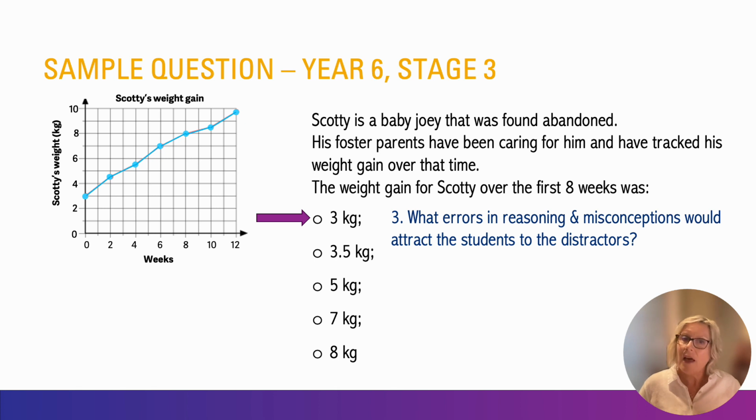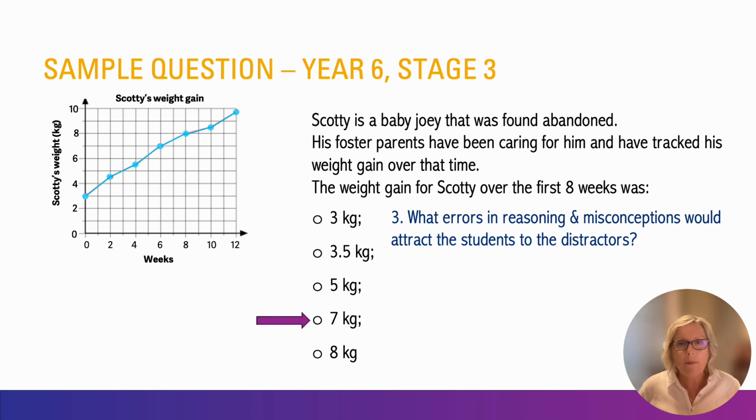3 kilos, a reading or comprehension error. Students may have selected the Joey's weight at birth. 3.5 kilograms, a transforming error. Students may have calculated the weight gain from 2 months to 8 months. 5 kilos, of course, is the correct answer.